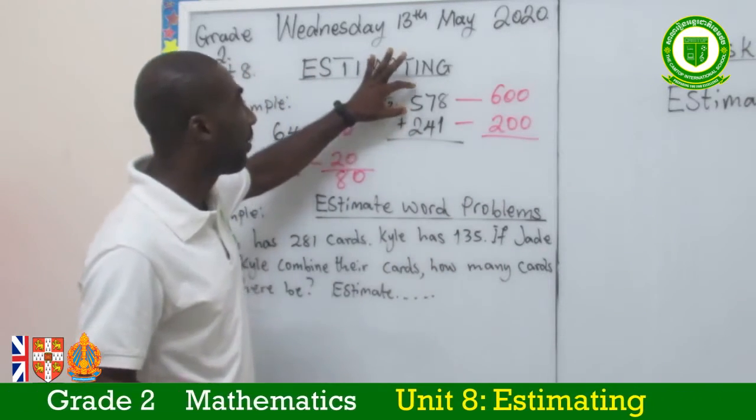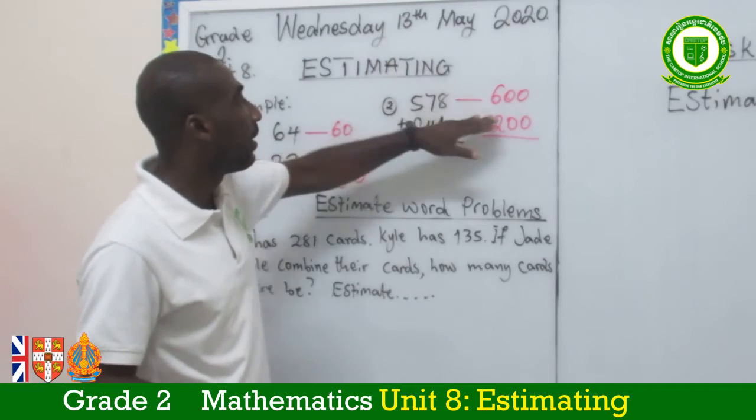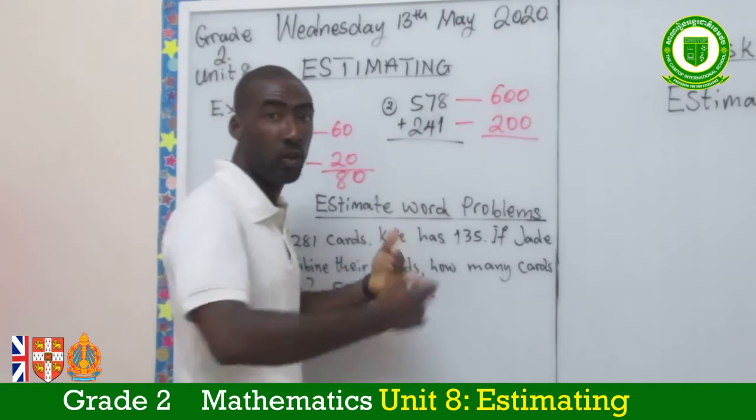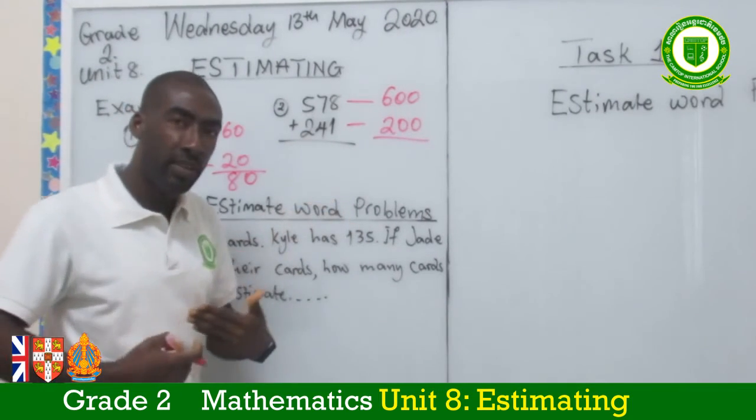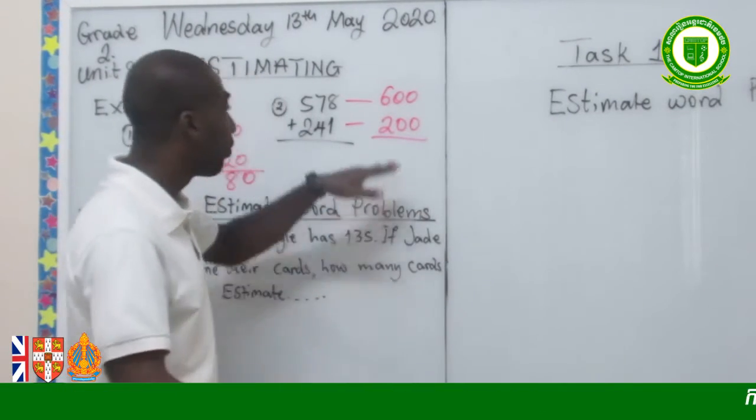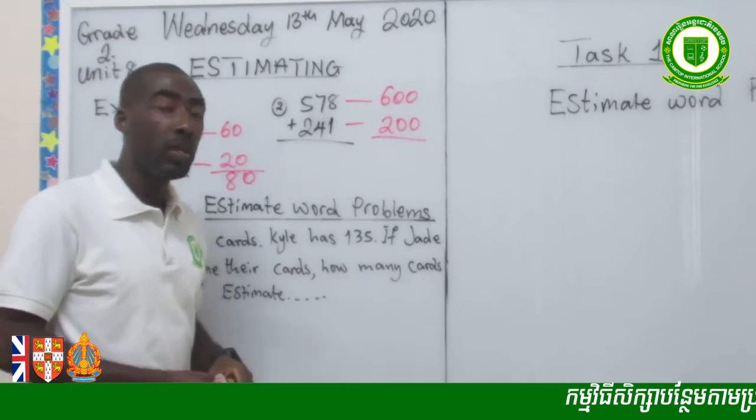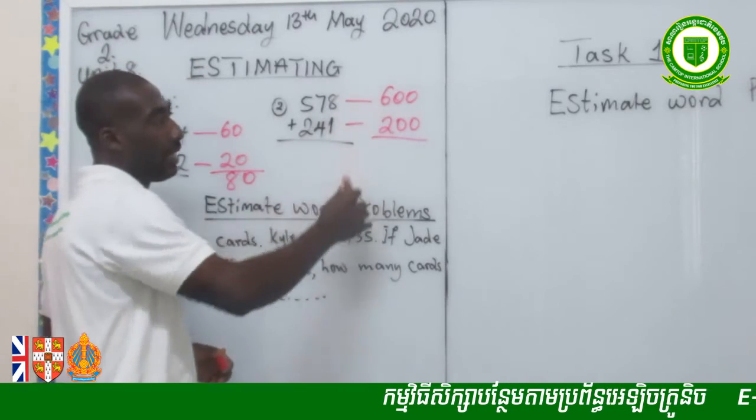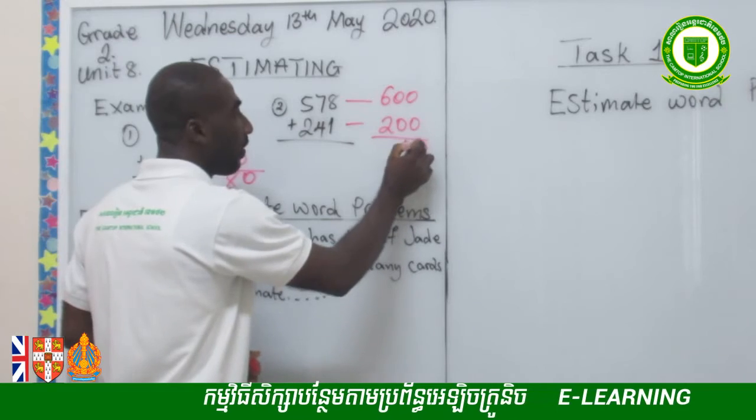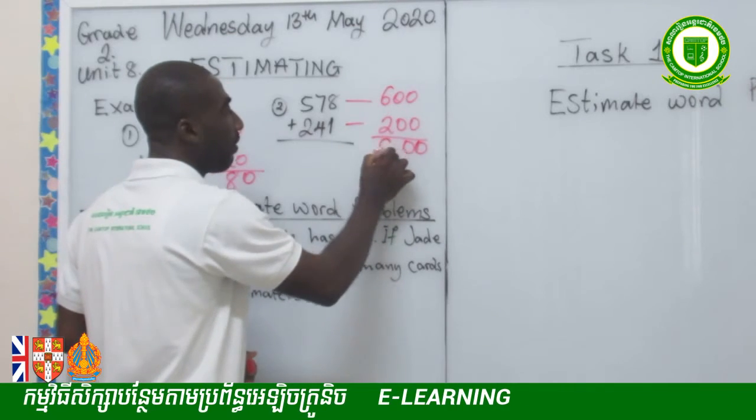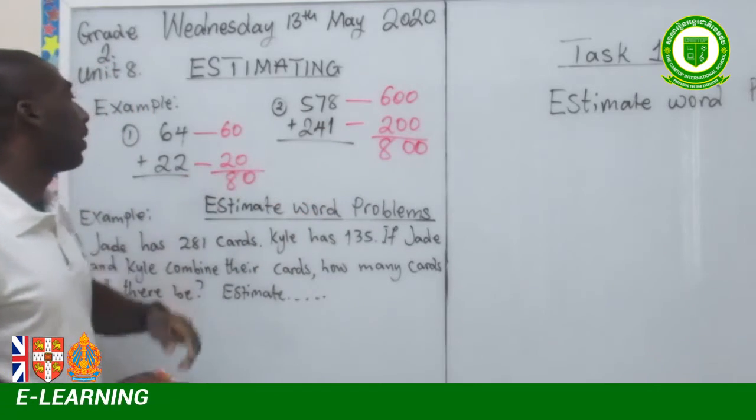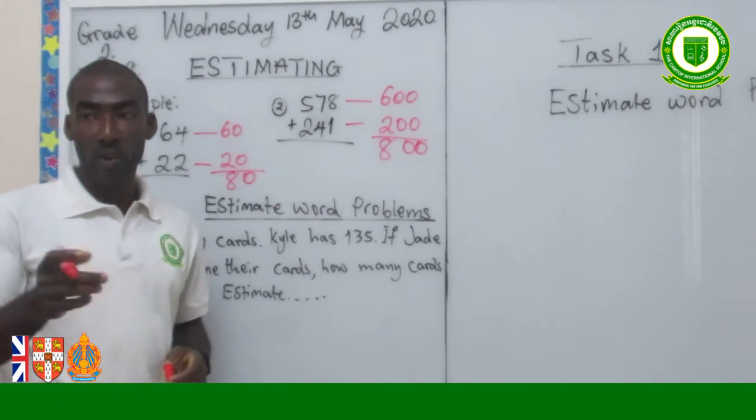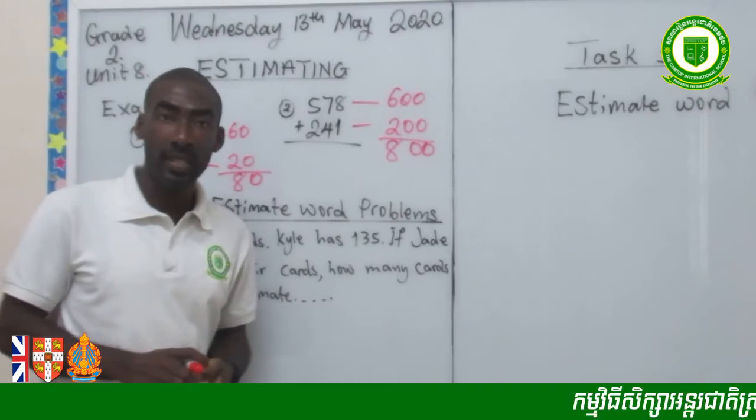So you see 578 tends to be 600 because it's very close to 600. 241 is close to 200, more than 300. So we estimate it to 200. So now we can add the 2. So we have our 0 here, our 0 here, and of course we also have our 8 here. So this is going to be 800 and this is going to be 80. I hope you remember that from your previous lesson.